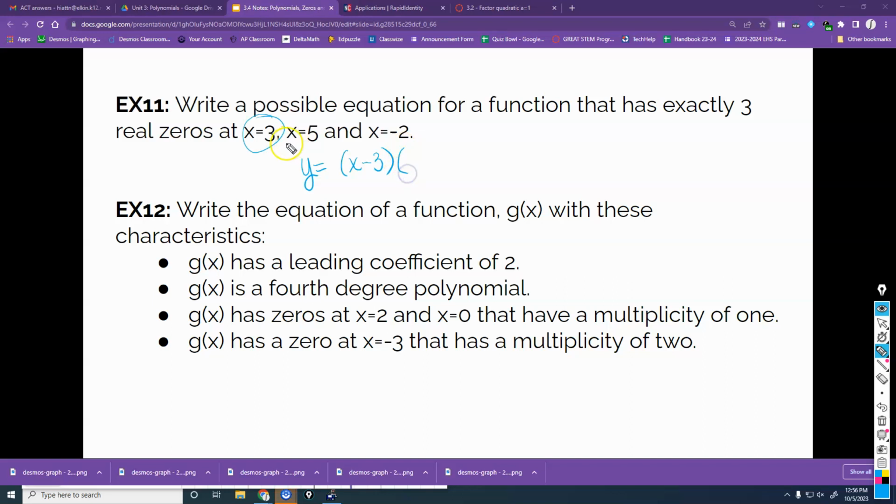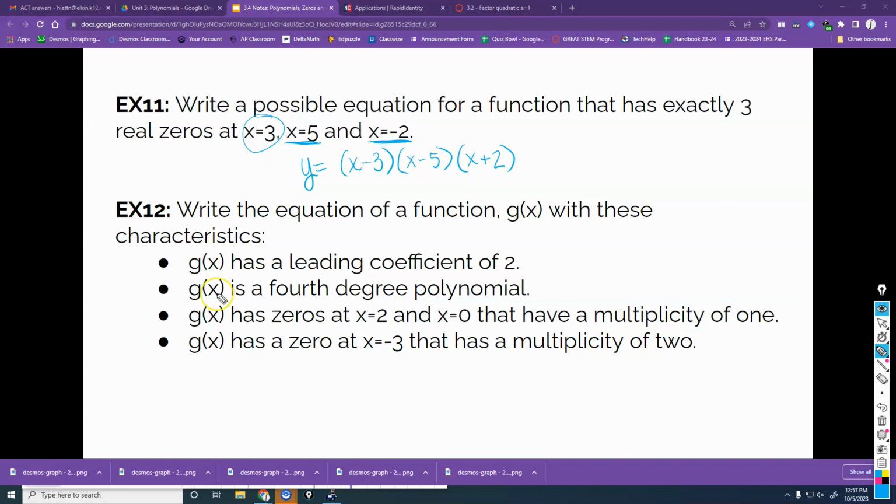What would be the factor that goes with x equals 5? X minus 5. What would the factor be that goes with x equals -2? X plus 2. Perfect. Now, you can put any number you want right here. You could put a 7, you could put a 10, you could put 100. Why make it more complicated than it needs to be? I'm not going to put anything. I'm just going to write it like this. Okay, we all right there?